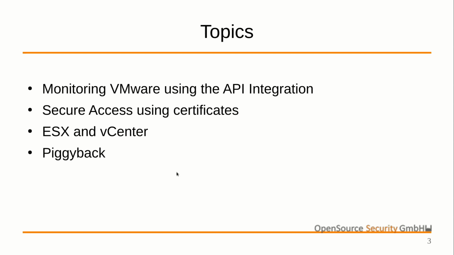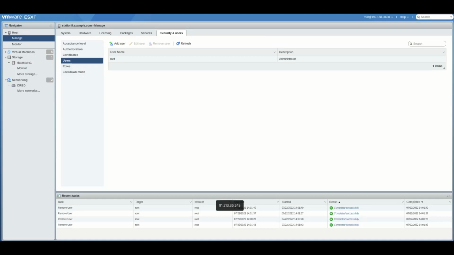This video will show you how to configure VMware monitoring using a VMware ESX server. We'll talk about the VMware API integration in Checkmk, monitoring ESXi hosts and vCenter, and the monitoring of the running guests using Piggyback. And since I'm coming from a security background, we will secure the connection to the VMware system using SSL. We first need a user that is able to log into the ESX server.